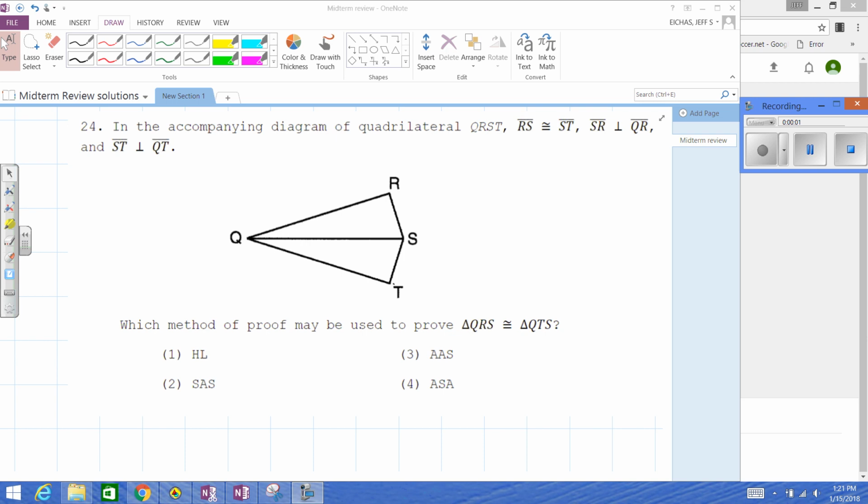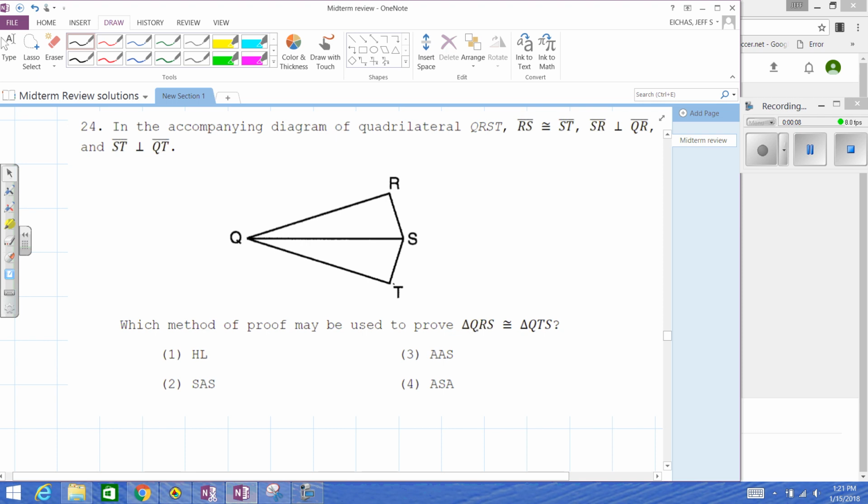Okay, so picking up some more midterm review solutions. Which method of proof may be used? RS is the same as ST. SR is perpendicular to QR. ST is perpendicular to QT. The only one you're going to have to come up with on your own is the reflexive side.